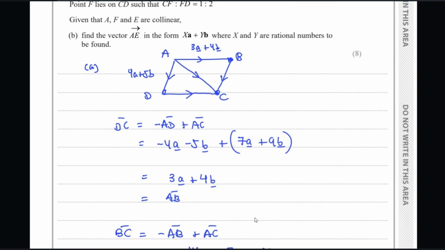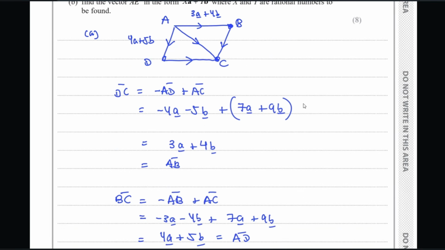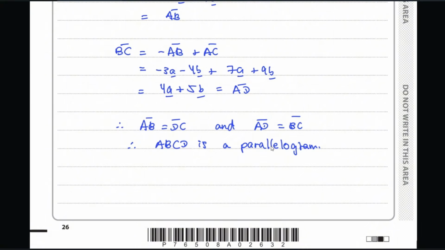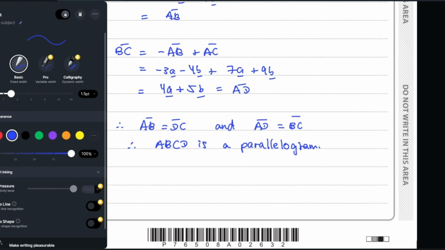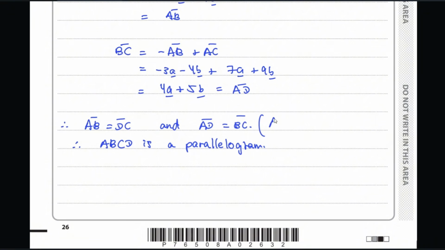So we can see that AD is equal to BC, AB is equal to DC. Therefore, the quadrilateral ABCD is a parallelogram. We should actually specify that when AB is equal to DC, that also means that AB and DC are parallel. So let's just add another line just to be safe. If vector AB is equal to vector DC, they are parallel, and if vector AD and vector BC are equal, they're also parallel. So AD is parallel to BC. We should just add this just in case.